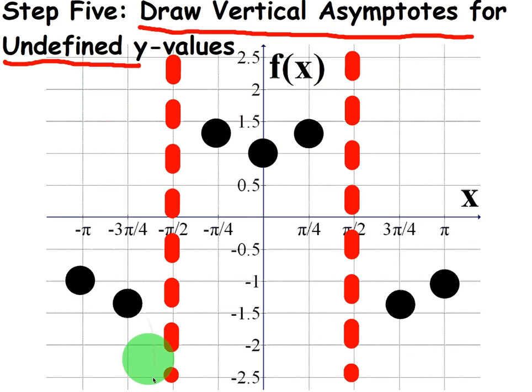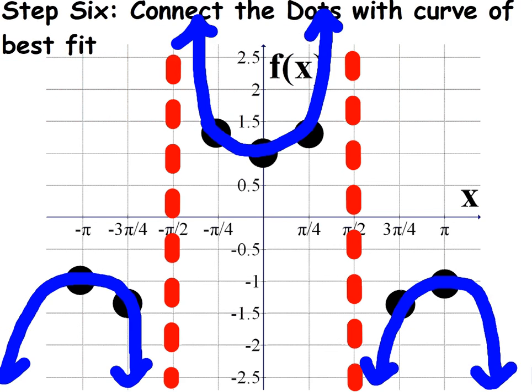Now down here, I can tell you that the pattern is going to be similar, except it's going to be pointing upside down. It has to curve around this asymptote, but at the same time, it's not going to just shoot diagonally. Okay, so it's going to be a U-curve on the left pointing down and a U-curve on the right pointing down. Therefore, when we get to step 6, we're going to connect the dots with a curve of best fit, and this is exactly what I described.